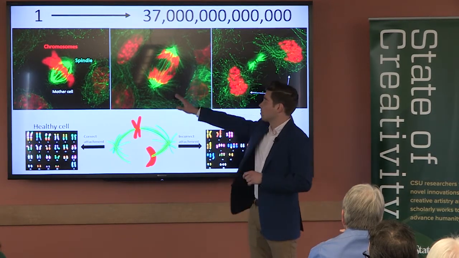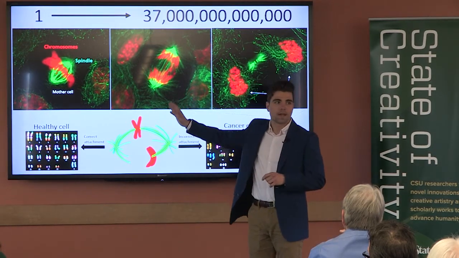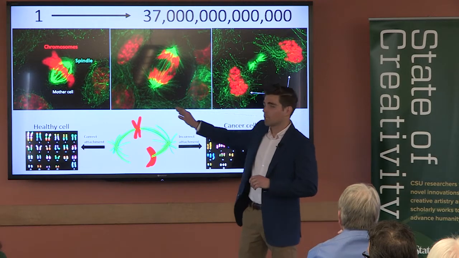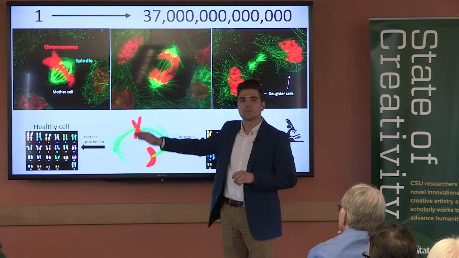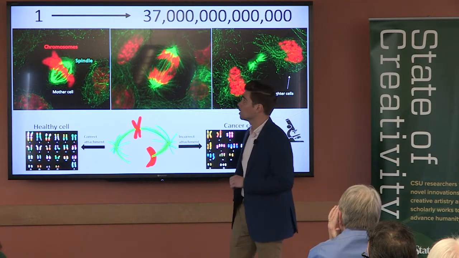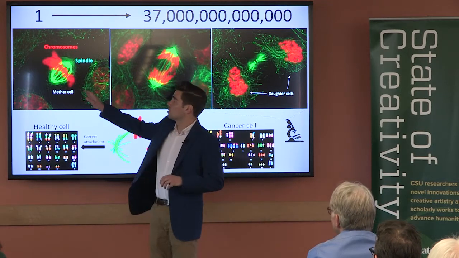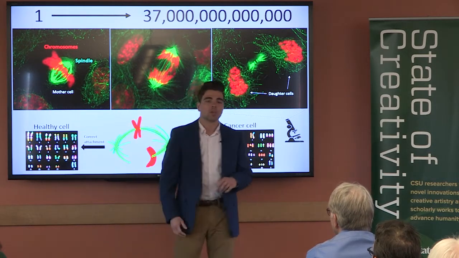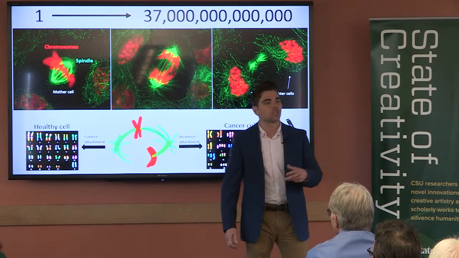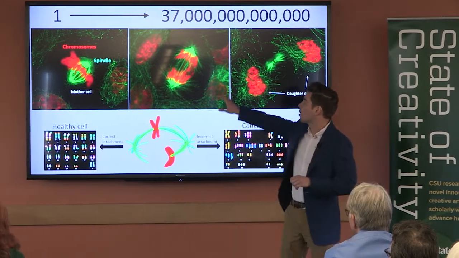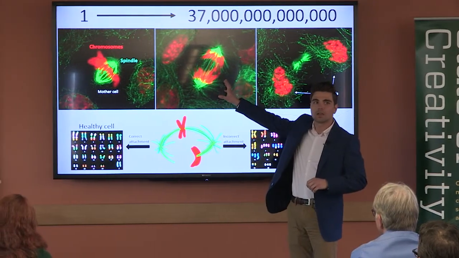These are images taken on my lab's microscope of real cells dividing. In these images, you're only looking at the chromosomes in red and the spindle in green. What you'll notice is that the spindle has to form direct attachments to the chromosomes. If it forms the correct attachments, it can then generate force on the chromosomes to pull them apart towards opposite ends of the dividing cell.